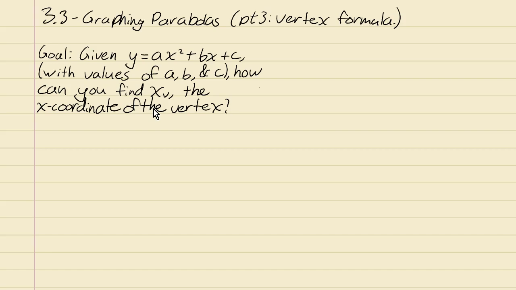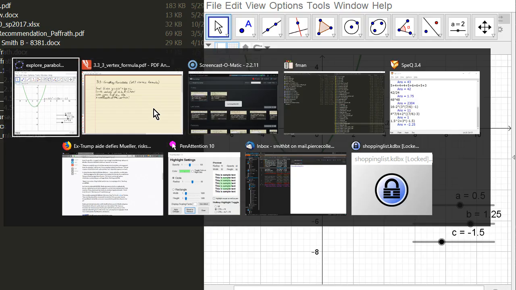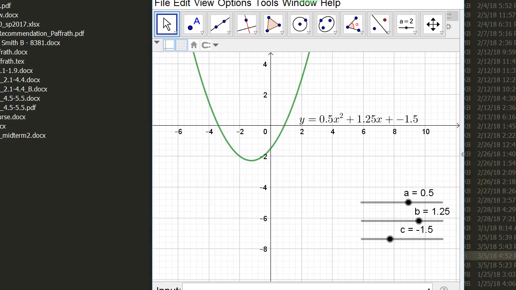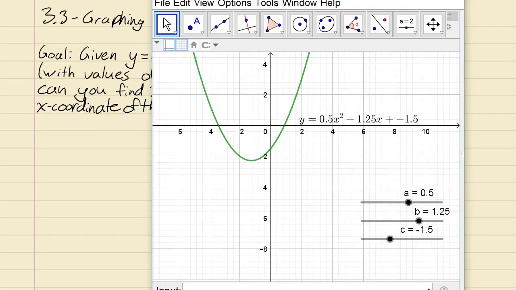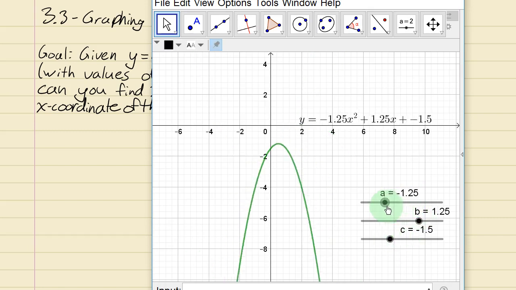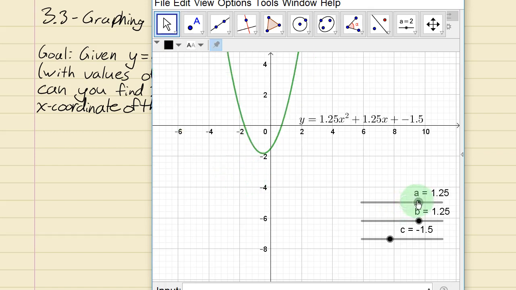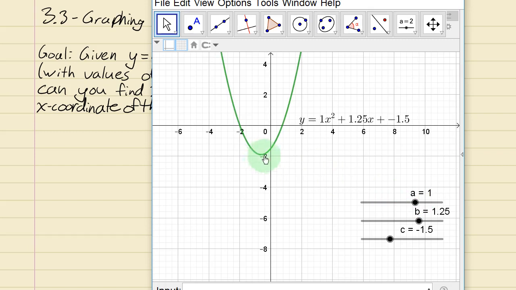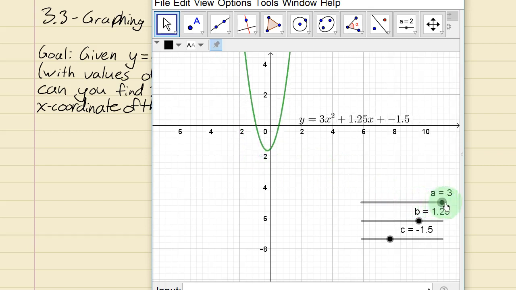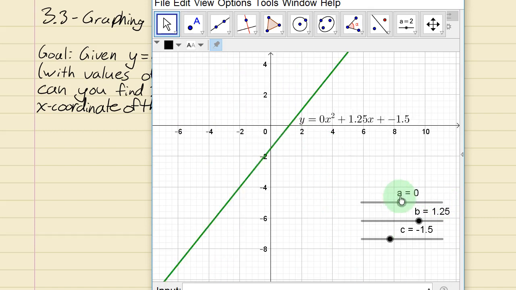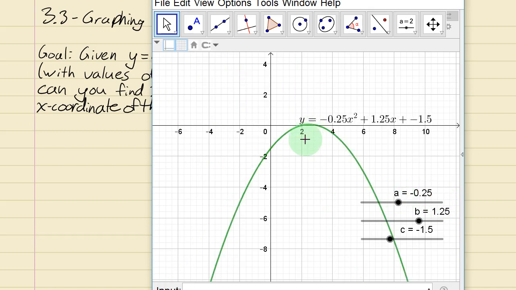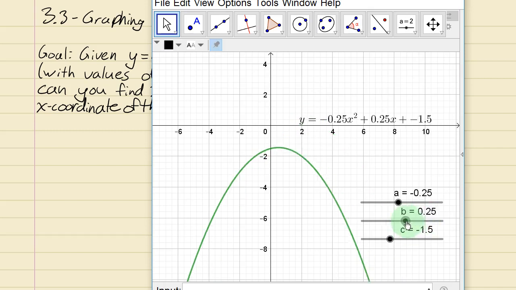Let's look at our little parabola exploring app over here. You can see that if A changes, the vertex goes in different places. If A is 0.25, the vertex is over here. If A is 1, the vertex is over here. And if A is negative, the vertex ends up all the way over here with totally different x-coordinates. And when B changes, that also changes the x-coordinate of the vertex.